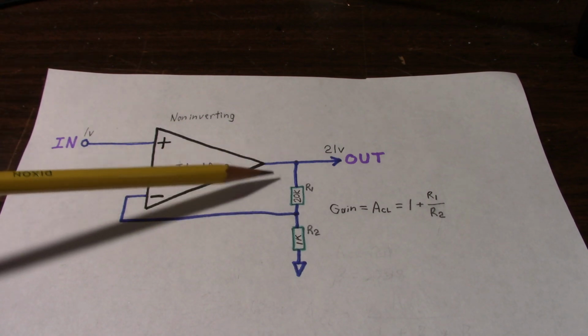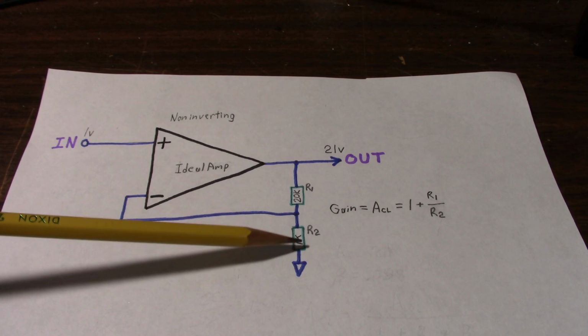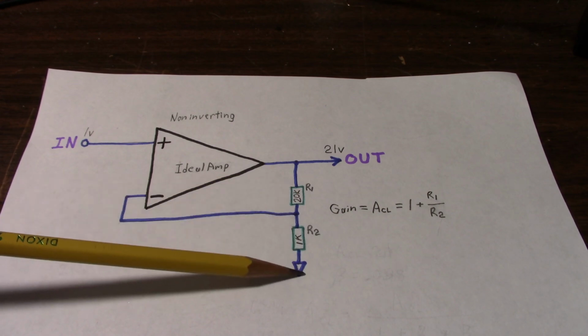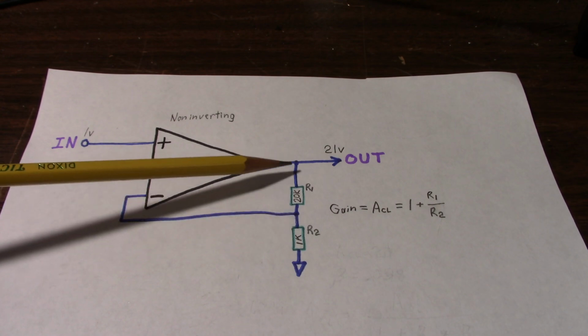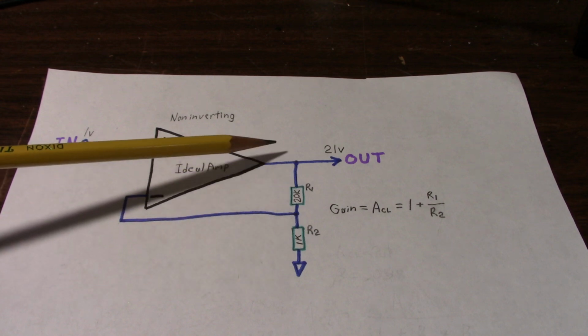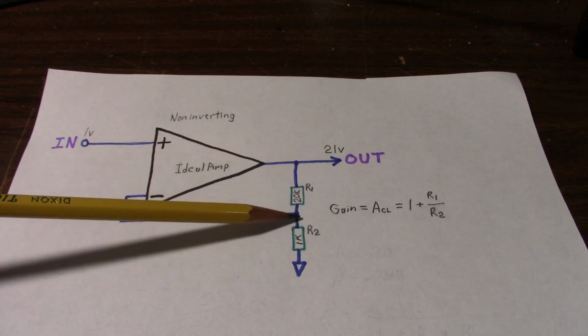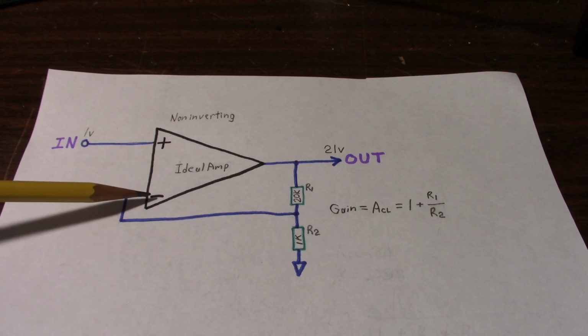So with our negative feedback, we take the output and connect a couple resistors in series to ground. The node between the two resistors will be some fraction of the output voltage. So this acts as a voltage divider, as they call it. So a fraction of the output voltage is sent back to the inverting input.